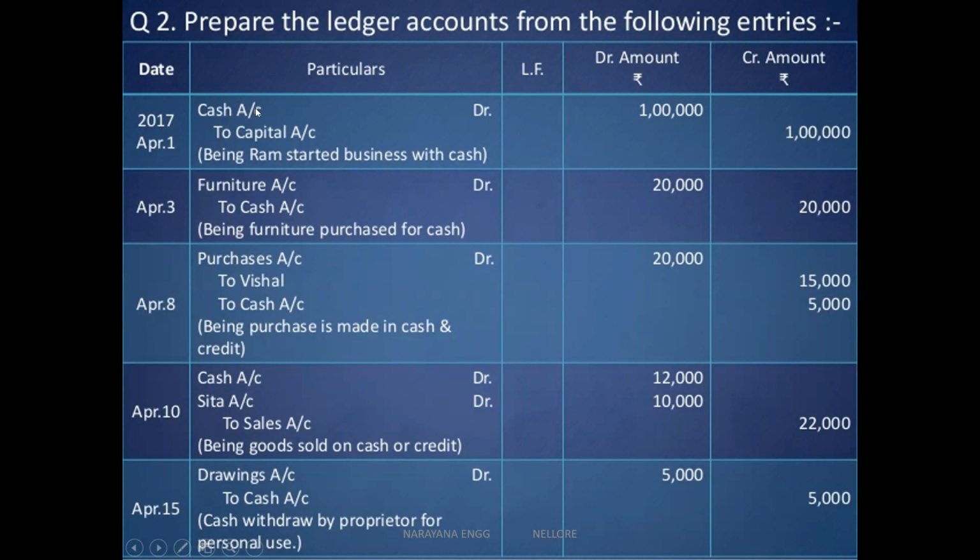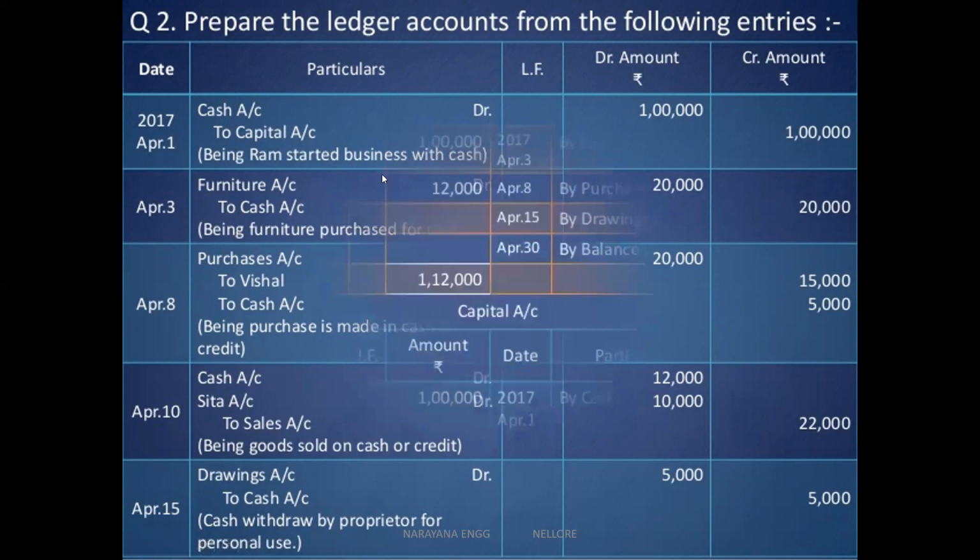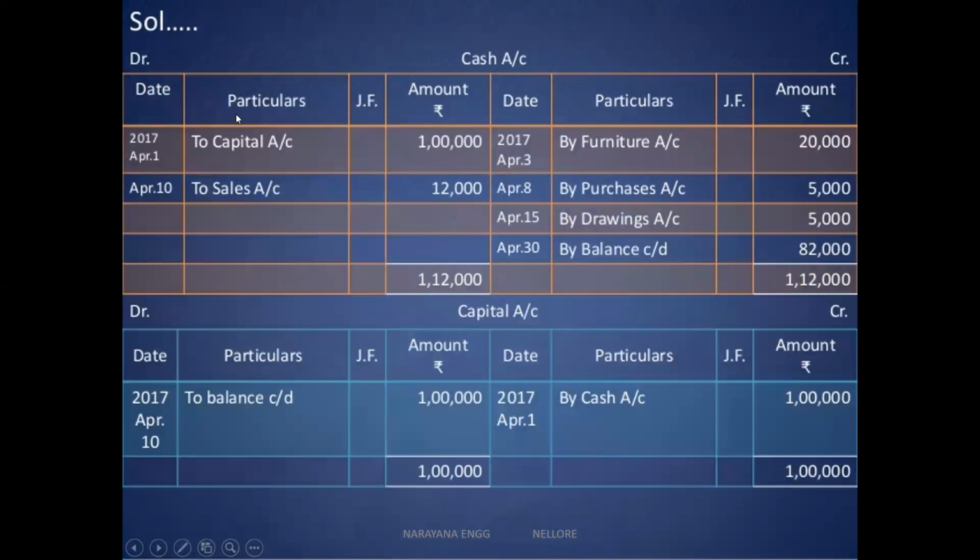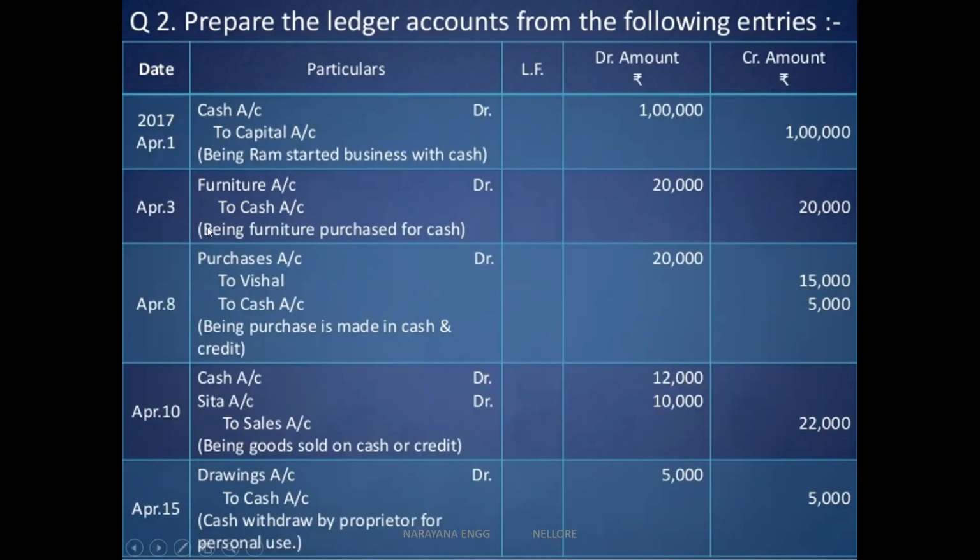So in the first line, the cash account is on the debit side, so you need to write it on the debit side. The another name, the opposite account, is the capital account. So the cash account is on the debit side, no? So you write it on the debit side, and the other name is capital account. So you will start with "To capital account". The amount is 1 lakh rupees.